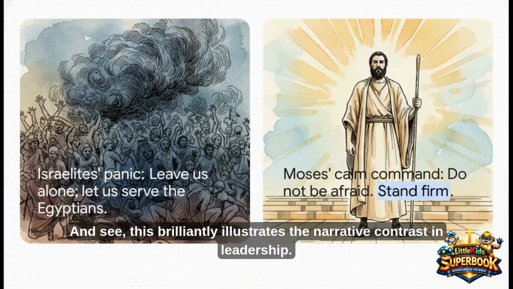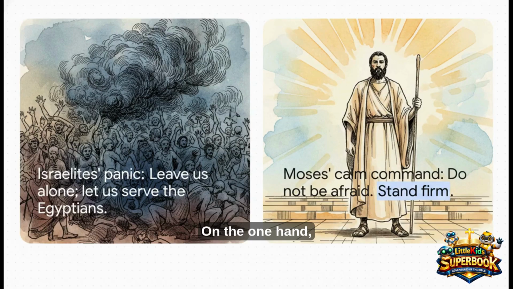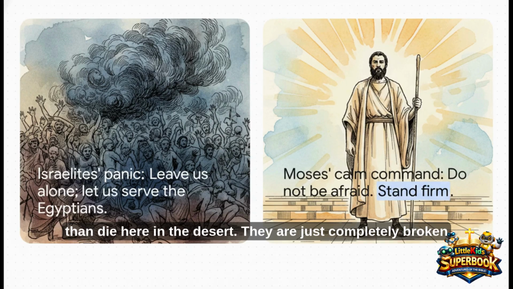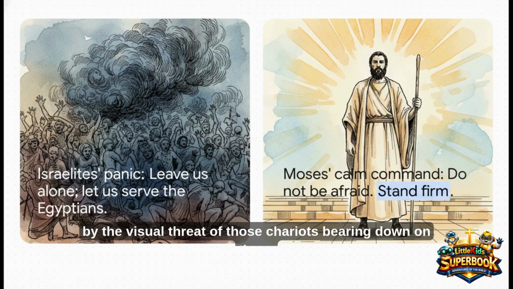And see, this brilliantly illustrates the narrative contrast in leadership. On the one hand, you have the sheer despair of a trapped people. The Israelites are practically begging, "Leave us alone. It would have been better to serve the Egyptians than die here in the desert." They are just completely broken by the visual threat of those chariots bearing down on them.